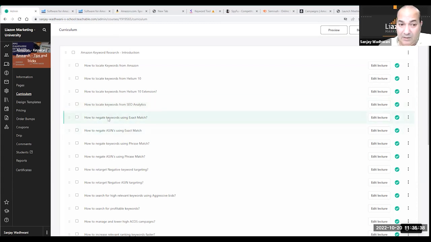Okay. How do you negative keywords in exact match? Which keywords do you have to negative? Which ASINs do you need to exact match? How to negative keywords in phrase match? You have to understand all these things because these are highly important. How do you negative ASINs in the negative phrase match?